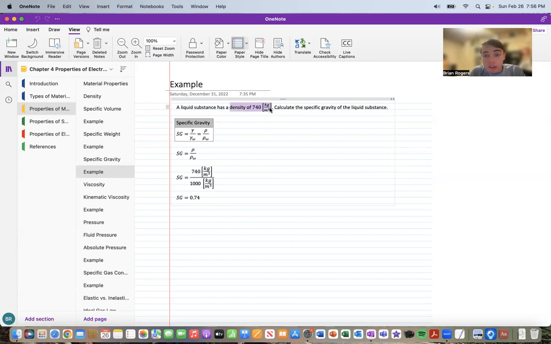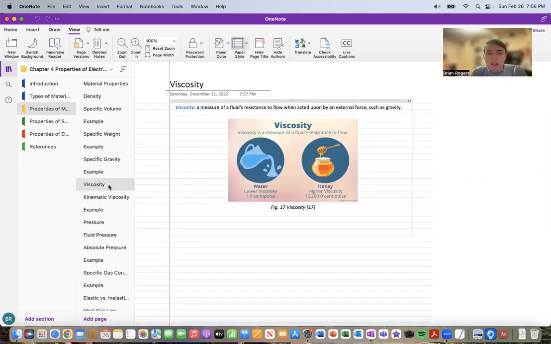To calculate the specific gravity, we take the density, which we were given as 740 kilograms per meter cubed, and divide that by the reference density, which is usually pure water, 1,000 kilograms per meter cubed. Notice that the units are going to cancel, so you're just left with a unitless number. Now, viscosity. What does viscosity refer to?